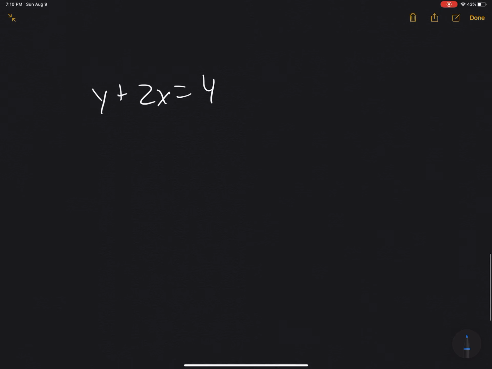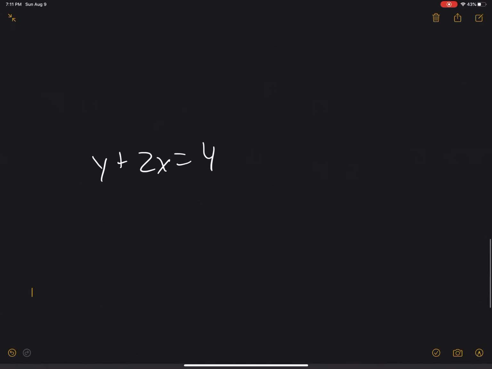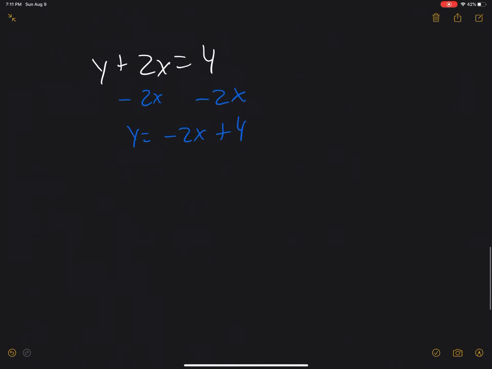Now, what happens if you have something that's not in slope-intercept form yet? If you have an equation that looks like this. In this case, all you have to do is put it in slope-intercept form, which is always y equals mx plus b, so we know we want y to be alone. So we subtract the 2x from both sides. And we get y equals negative 2x plus 4. And we're already back in slope-intercept form and ready to go.